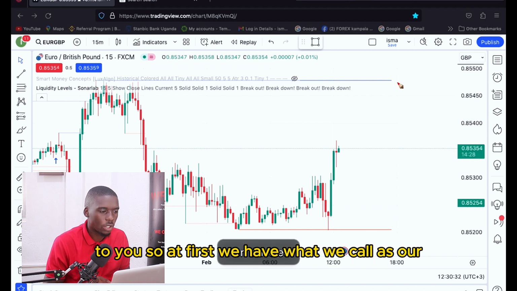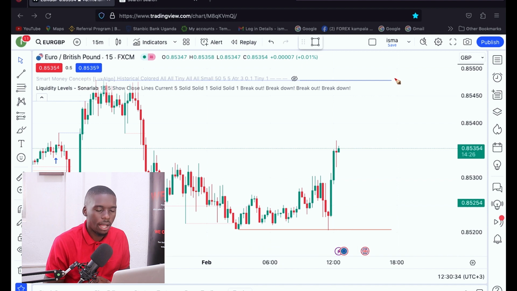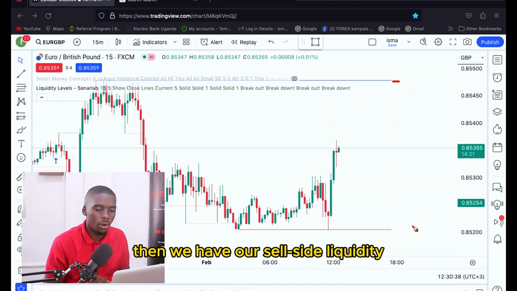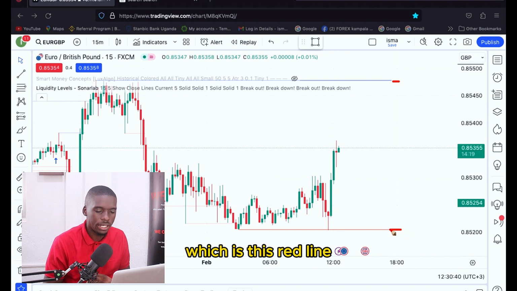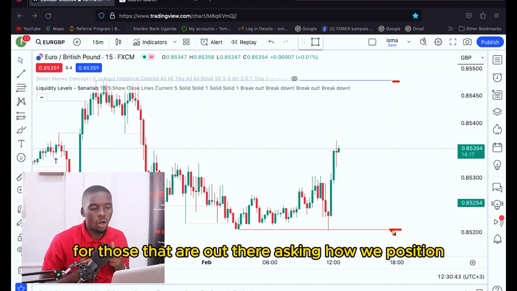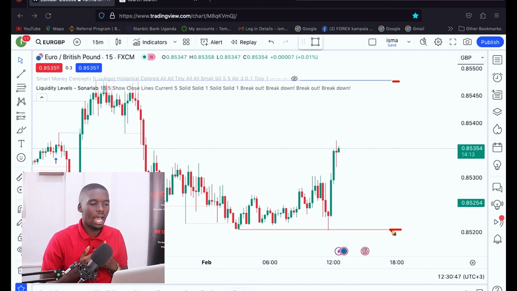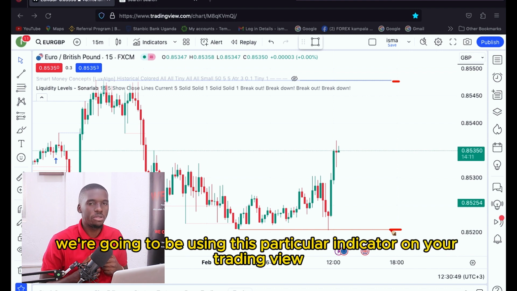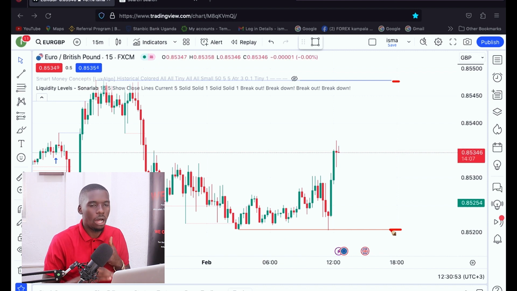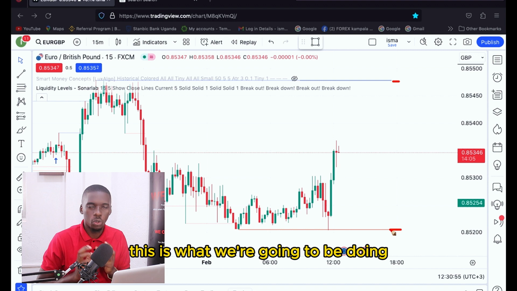At first we have what we call our buy side liquidity, which is this blue line. And then we have our sell side liquidity, which is this red line. For those out there asking, how are we in a position to identify these liquidity levels? Now, here is a secret. We're going to be using this particular indicator on your TradingView.